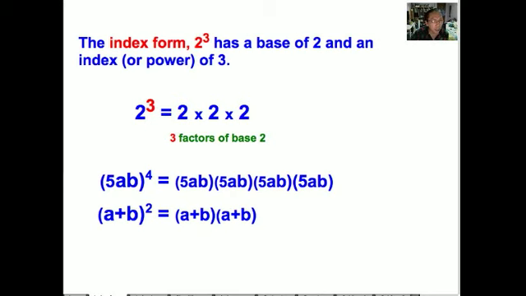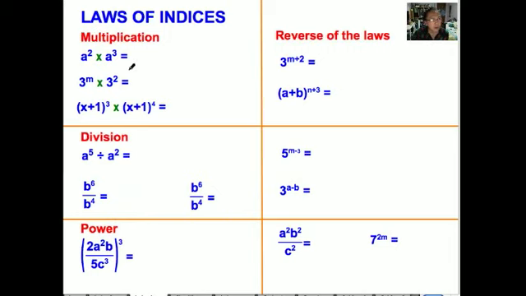Next, we take a look at the laws of indices. In the first example, we have the multiplication rule. When we multiply index forms of the same base, we can add the powers. Similarly, multiplying index forms of base 3, we have 3 to the power of m plus 2. And when the base is x plus 1, we have (x plus 1) to the power of 3 plus 4.